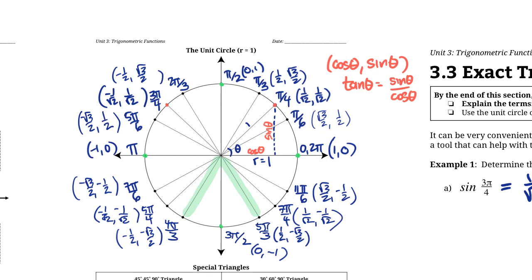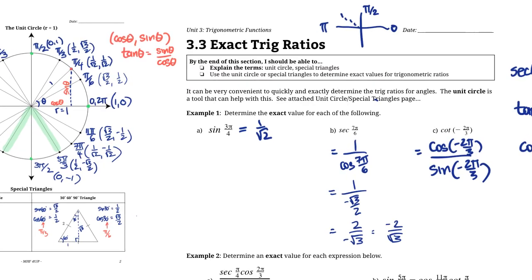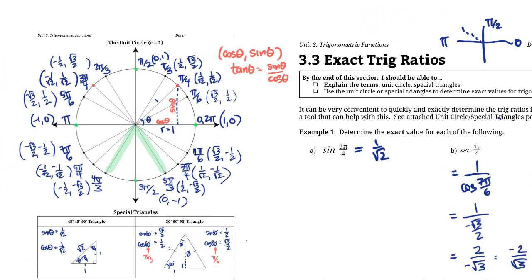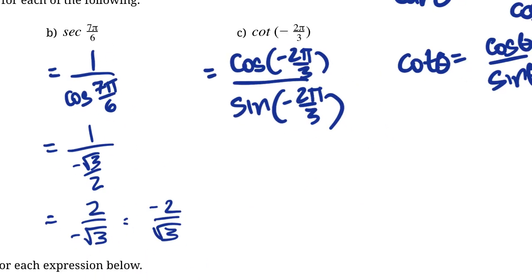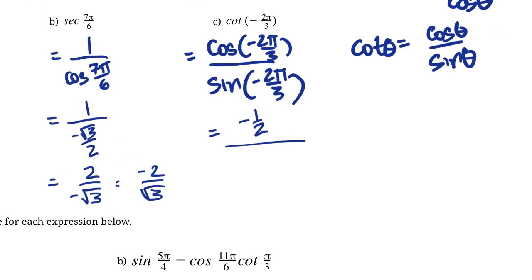So if we look at that, going back over here, we're looking for the cos over the sine of that value. So the cos is negative 1/2. So let's do that over here. So that is negative 1/2 over the sine of that value, which is negative root 3 over 2.